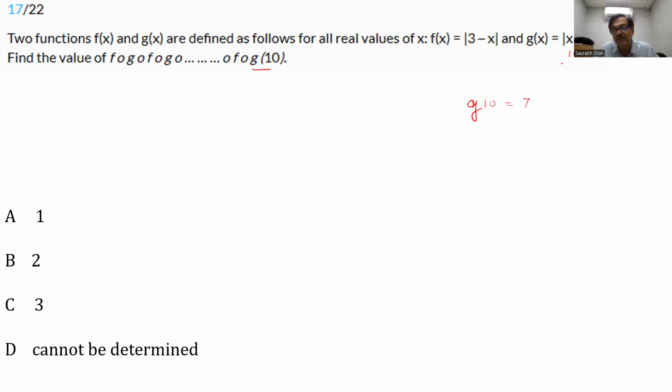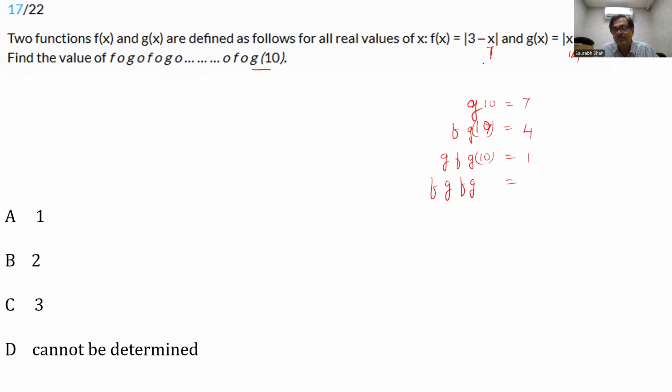So I'll simply write f of g of 10. G of 10 will be obviously 7, so I'll put a 7 here. 3 minus 7 is minus 4, modulus, so gives me a 4. Now I'm supposed to do g of 4. So here I'll put 4 minus 3 and I get 1. G of f of g of 10 would be 1. Now I need to do f of this. So 3 minus 1 is 2. So f of g of f of g of 10 is equal to 2.